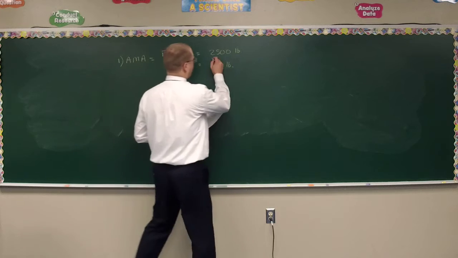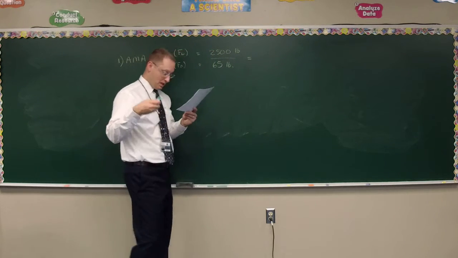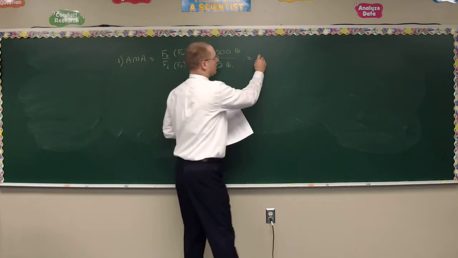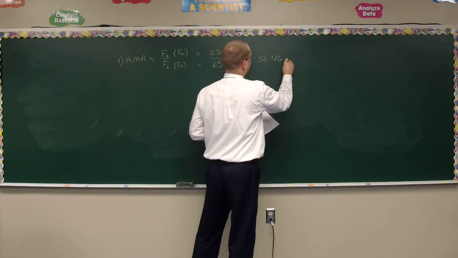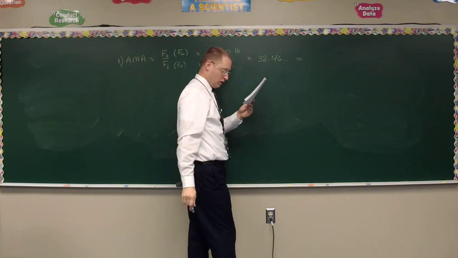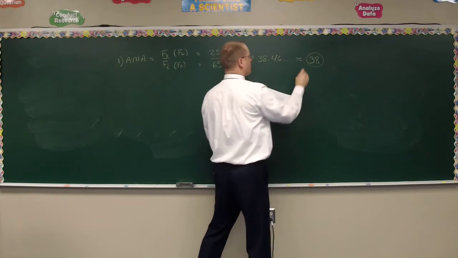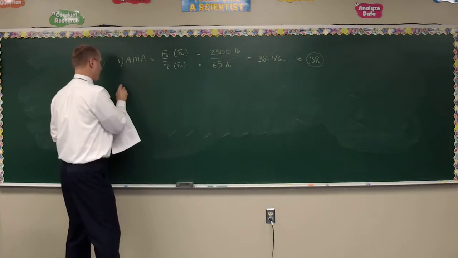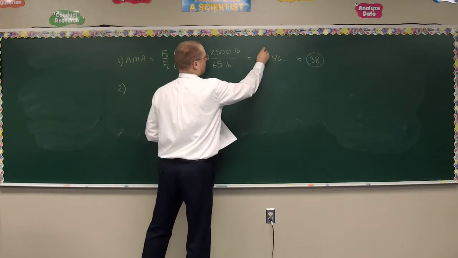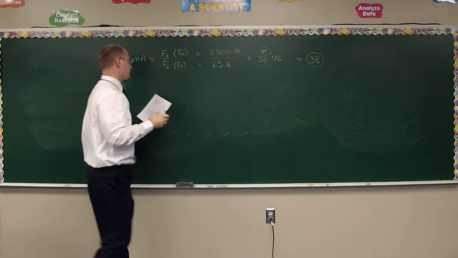And it gets 2,500 pounds out of it. And so we simply divide, right? And that gives us the AMA to be 38.46, rounded off to 2 sig figs. And remember, AMA is unitless. The next thing says to find the IMA. Now, I would recommend putting this in the memory because we're going to need it again in a moment.